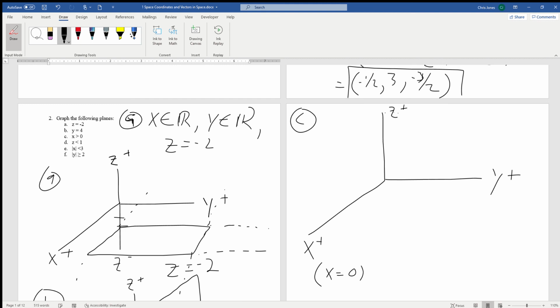All right? So this is the plane x equals 0. All right? And I drew this one hyphenated because we're actually looking for x greater than 0. So since x is greater than 0, remember the greater than means that it excludes the points on the plane.